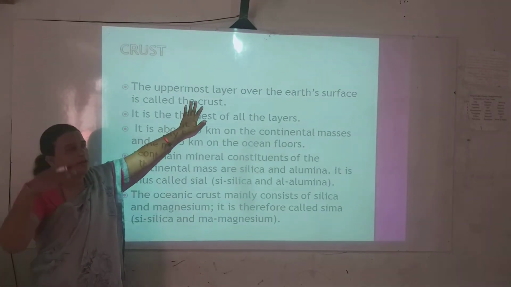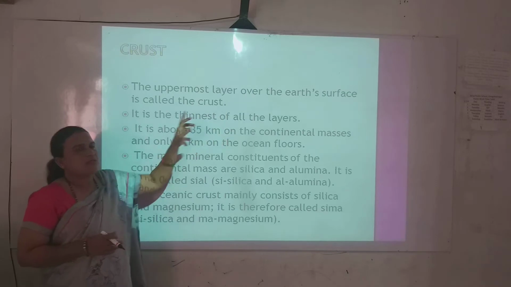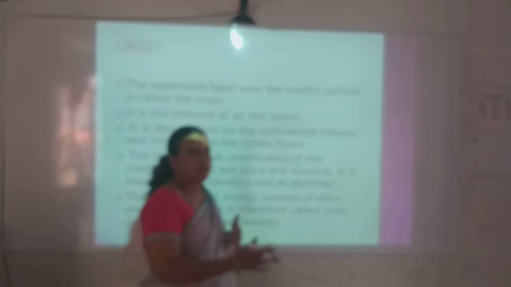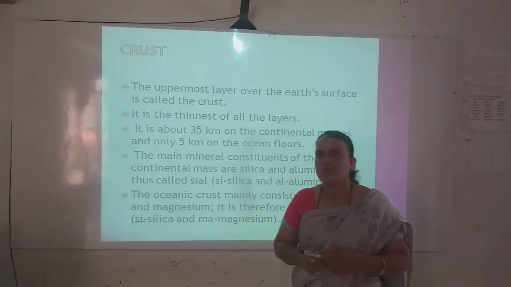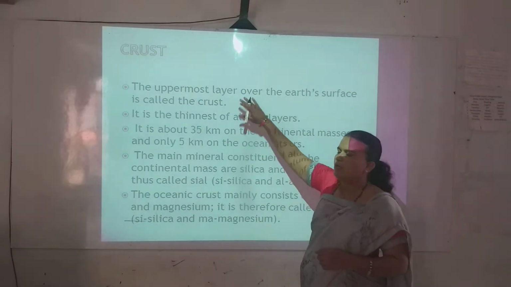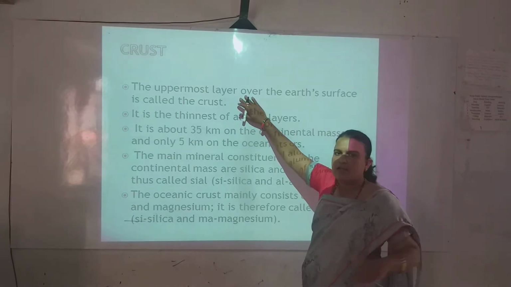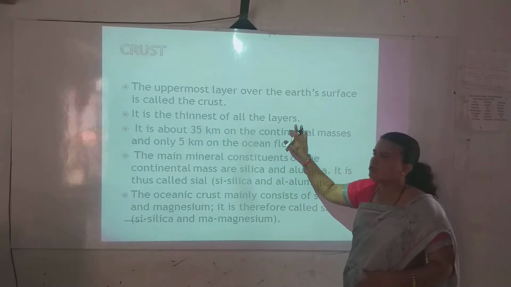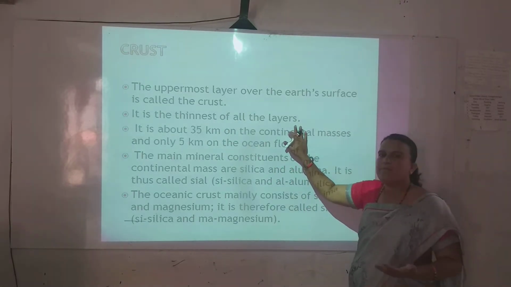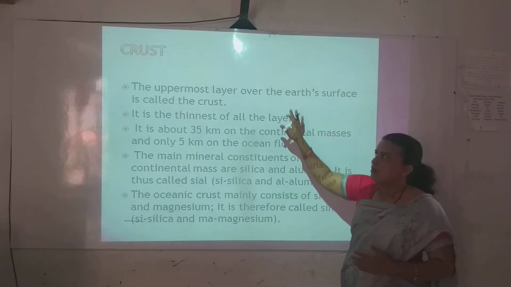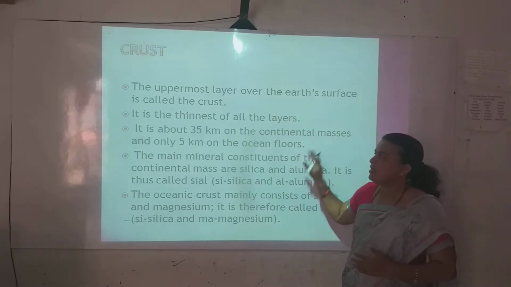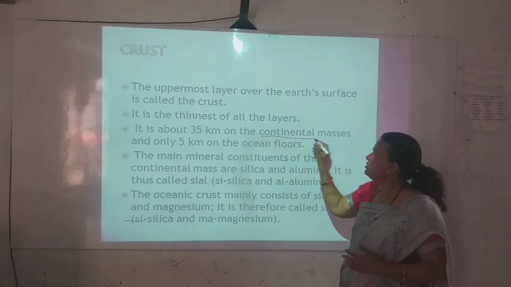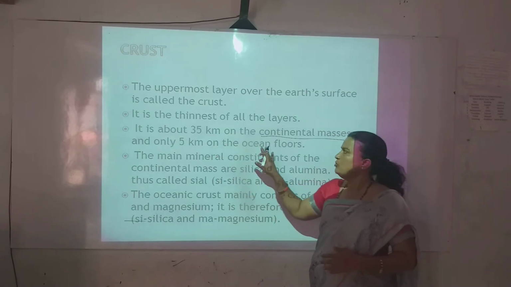The uppermost layer over the earth's surface is called the crust, where we build our houses, set up factories and carry out transportation activities. That is the layer where we are living. It is the thinnest of all the layers as compared to the mantle and core. Crust is much thinner. It is about 35 km on the continental mass and only 5 km on the ocean floor.